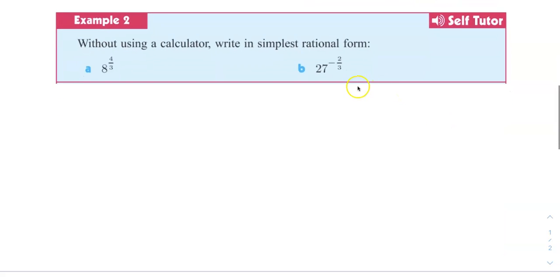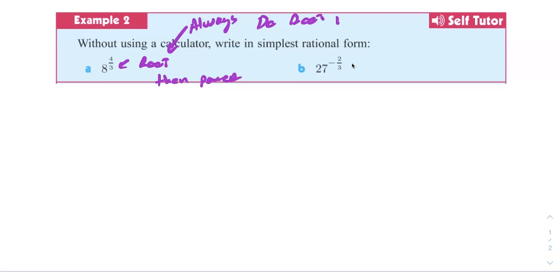Next, we want to evaluate this without using a calculator. The trick to doing this without a calculator is you want to do the root first. Root, then power. So always do the root first. If you're going to simplify, always do the root first, because it makes the number smaller, and then you just make it bigger by doing the power. It's a lot easier than going the opposite way, trying to make it big and then trying to find the root. Hard.